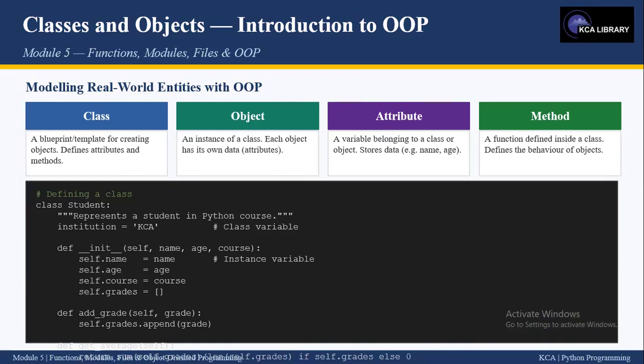In the example below, we define a Student class with a class variable institution, and an instance variable set through the __init__ constructor method. And for you to use the class and object, these are the examples that use the class and object. So if you follow it, you will arrive at the final answer.